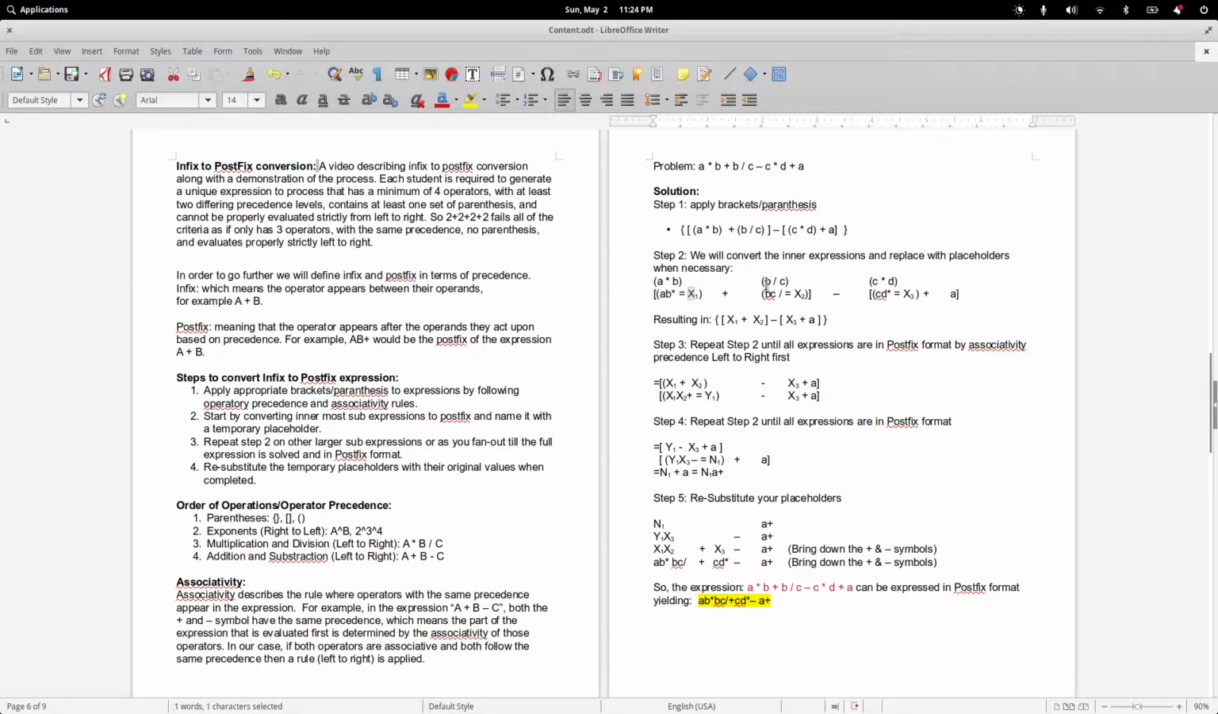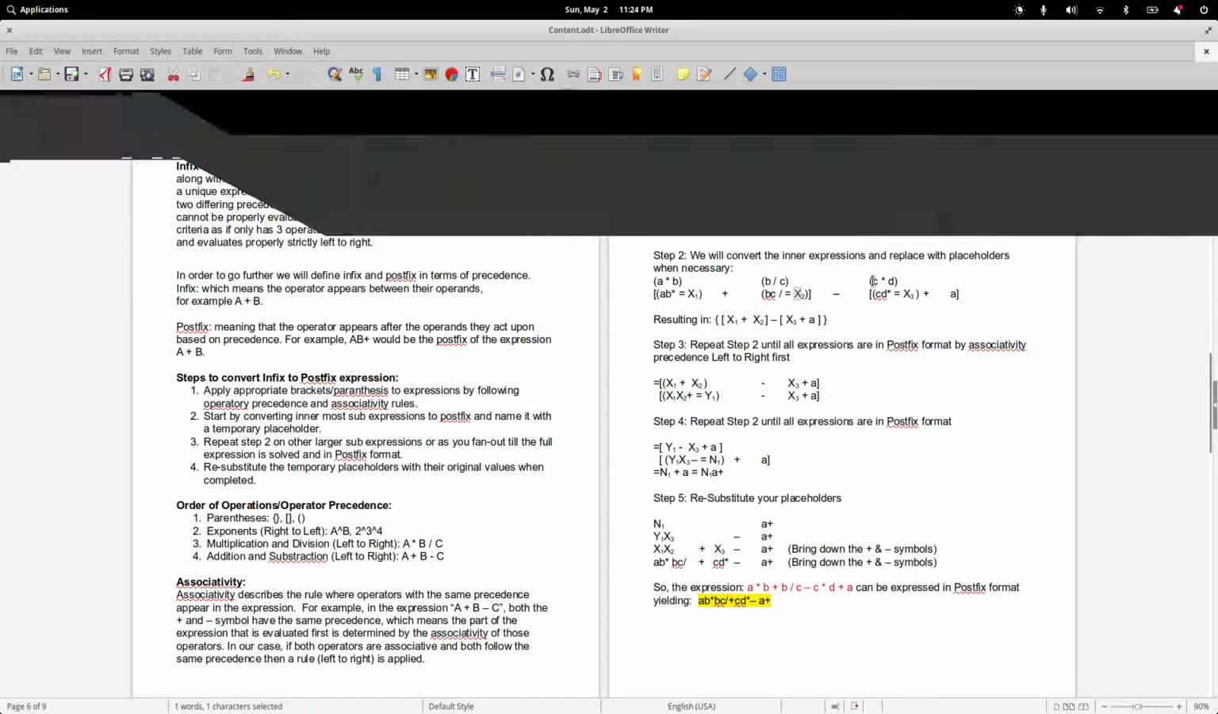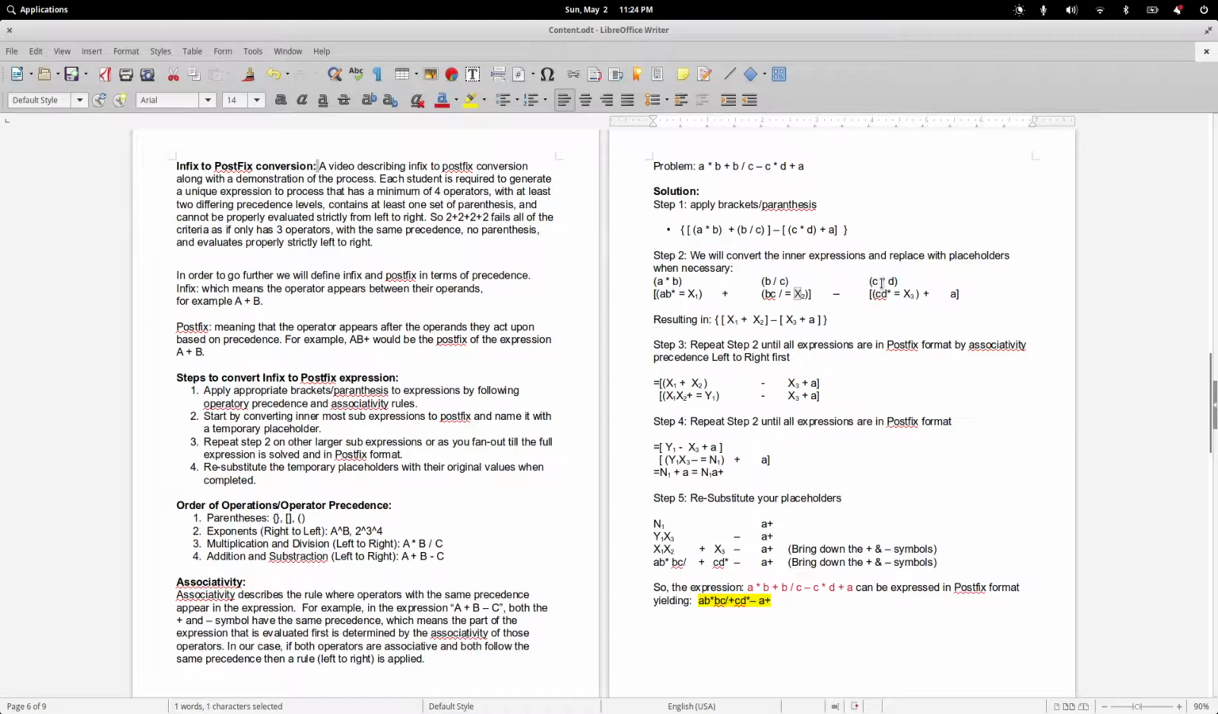For the next expression, B divided by C was given the placeholder X sub 2. The third multiplication expression, C times D, was converted to X sub 3, plus A. So everything maintains the same precedence within each conversion. Our resulting sub-expression is X sub 1 plus X sub 2 minus X sub 3 plus A.